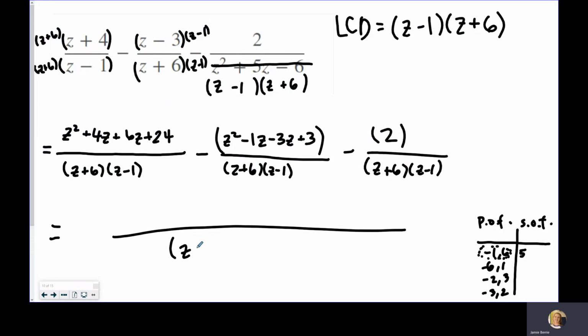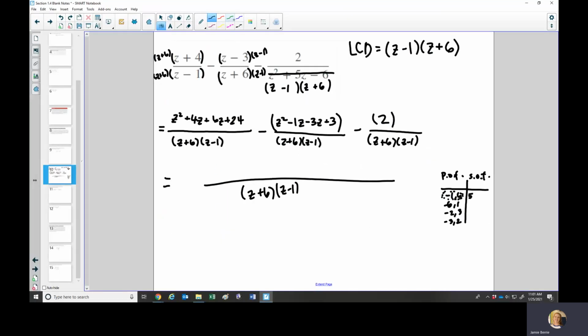Put our LCD in the bottom. So we're just combining the top. The denominator stays the same. All right, so z squared plus 4z. Oops, I'm sorry. We had like terms there, didn't we? My bad. Let's go back and combine those like terms.